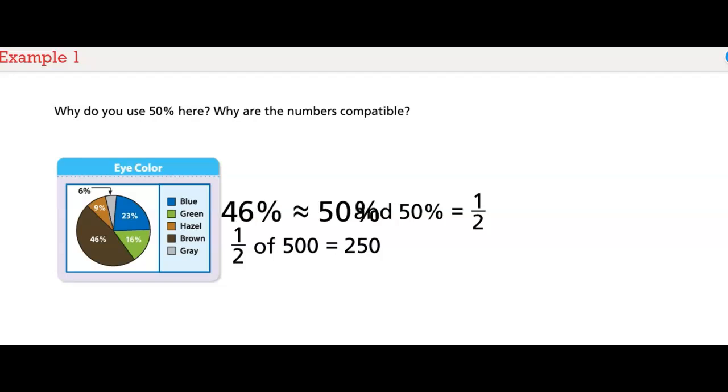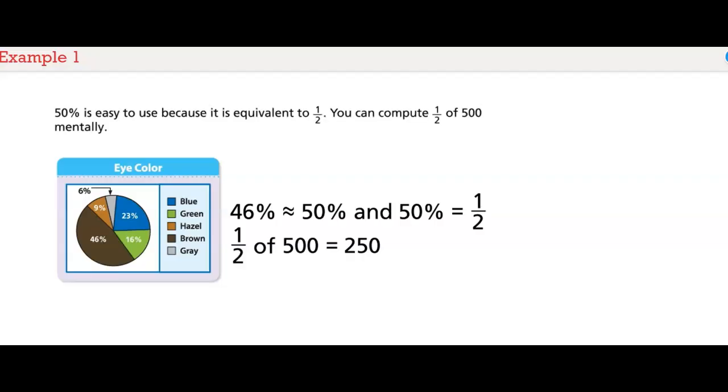Why do you use 50% here? Why are the numbers compatible? 50% is easy to use because it is equivalent to 1/2. You can compute 1/2 of 500 mentally.